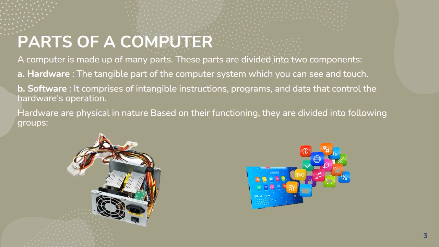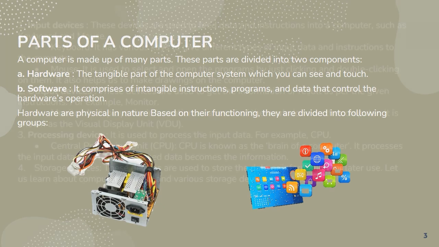Parts of a computer. A computer is made up of many parts. These parts are divided into two components: A. Hardware, the tangible part of the computer system which you can see and touch. B. Software, it comprises of intangible instructions, programs, and data that control the hardware's operation. Hardware are physical in nature. Based on their functioning, they are divided into following groups.